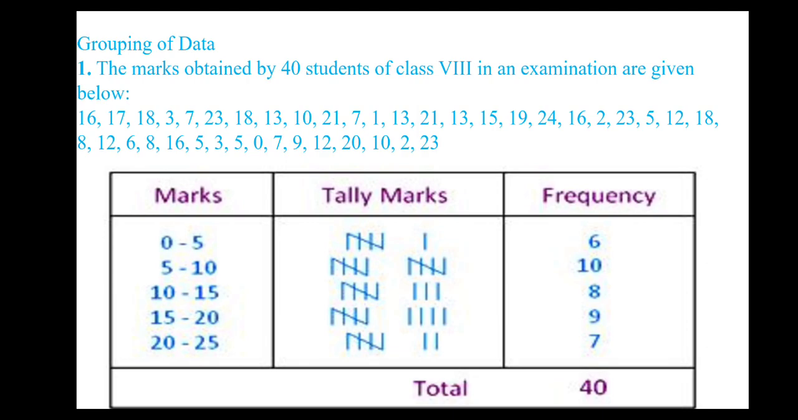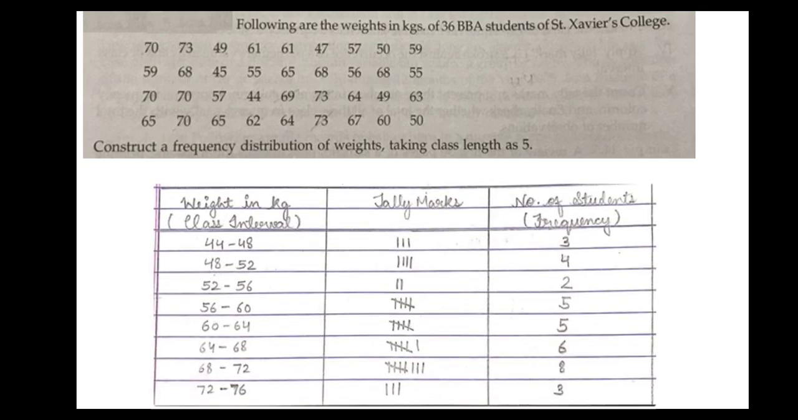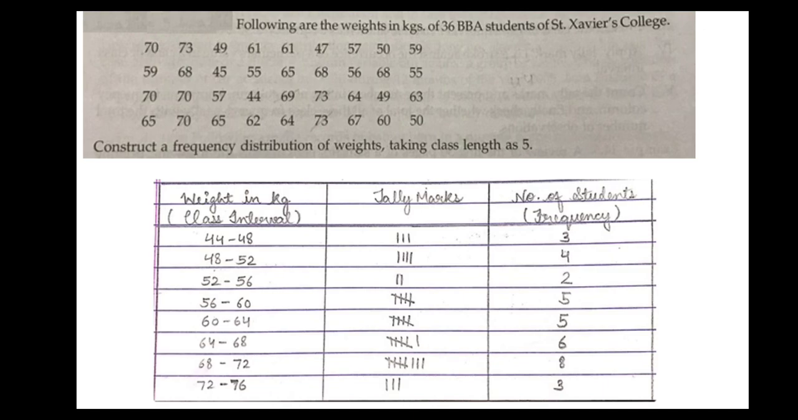This is another example I will be showing here. Then one more question, one of the questions I take. How do you make it? Here the length is given as 5. If the length is given as 5, we need to take 5, 5 class intervals only. Look at that. Here, what is the minimum value? We can check here. If we check that, we are getting 44.